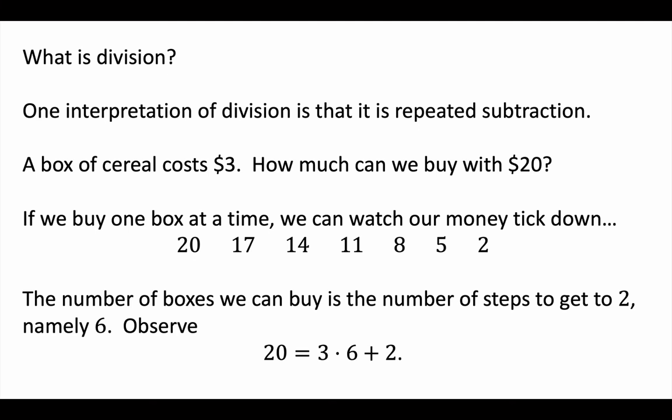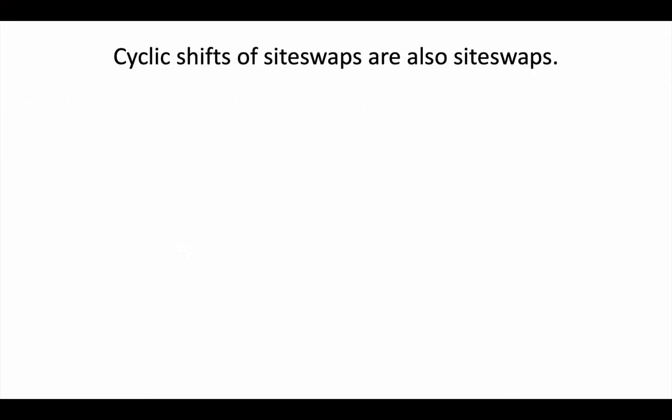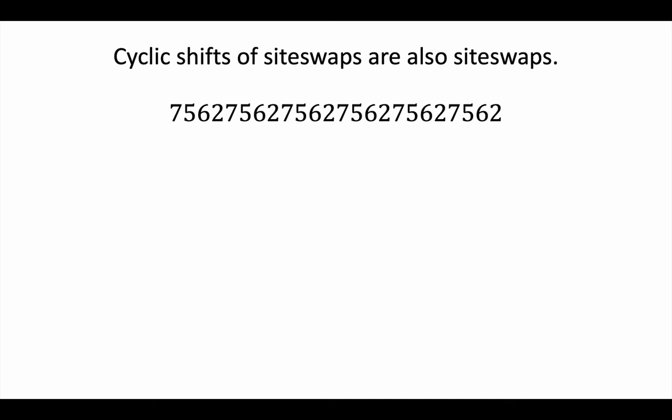We'll learn why it's important in another video, but we'll do an example to illustrate how to do this. In order to do that, I wanted to just introduce a nice little fact. If you have a siteswap, a cyclic shift of that siteswap will also be a siteswap. We've been picking on 7562, so let's do that some more. 7562 is a siteswap. If you shift that 1 over, 5627, that's also a siteswap, as is 6275 and 2756.